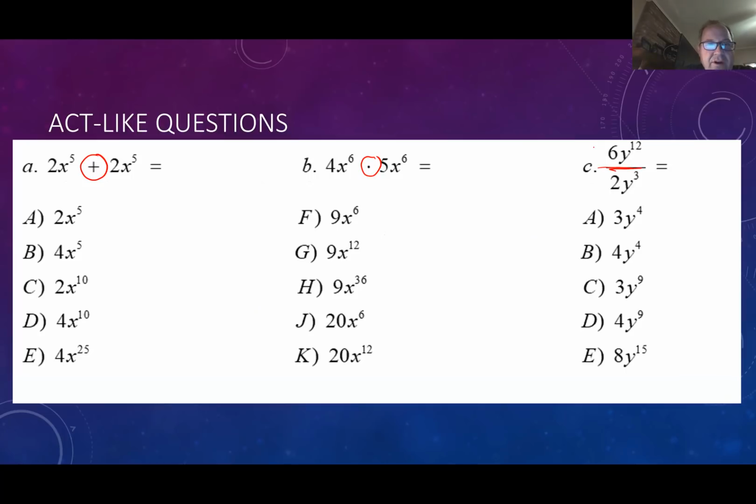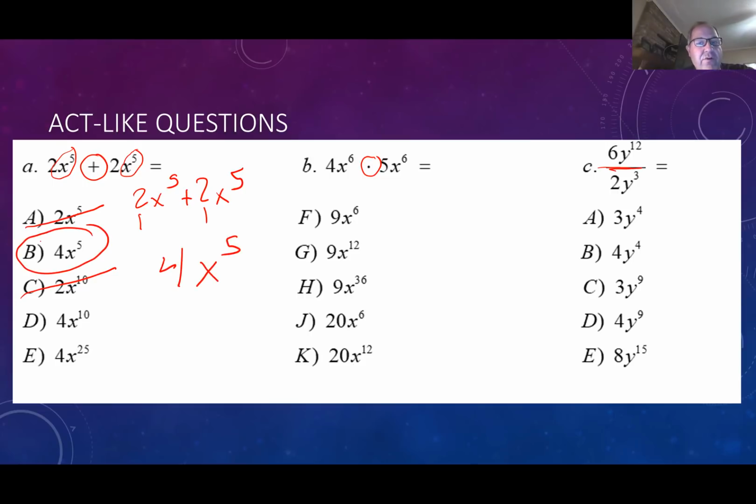Okay, I think on part A, the distractor would be that some people may try to multiply those powers or add them up. We don't do that. We're adding these things. We're taking 2x to the 5th plus another 2x to the 5th. Well, when I'm adding them up, I can easily see that 2 plus 2 is 4. So I should get rid of those choices right off the bat. And it should be just x to the 5th, right? Because we're not going to change the power. It's not one of our rules.